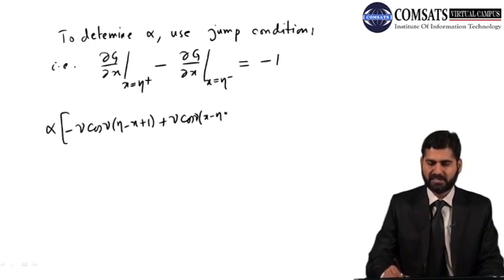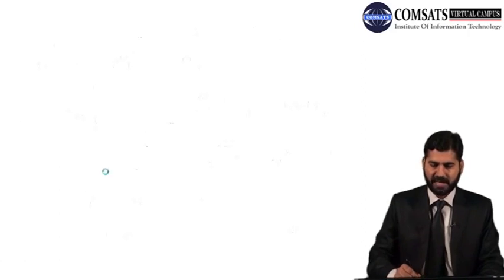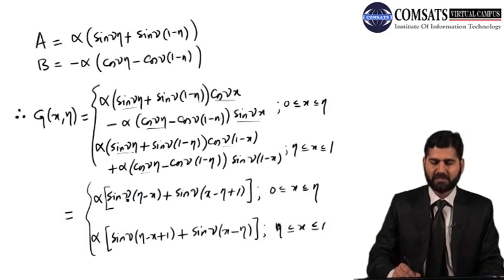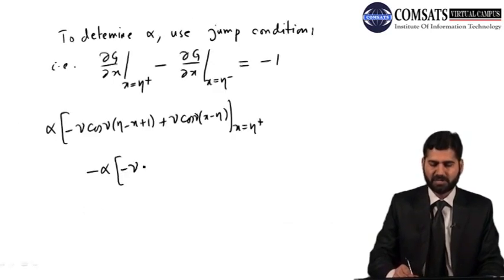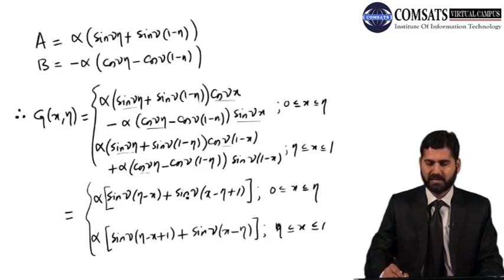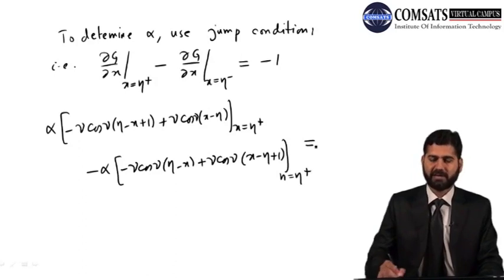X minus eta. So this is at x is equal to eta plus, and minus, again alpha is common, so keep alpha outside. Sine will become cosine with a minus 1, so minus nu cosine nu, it's eta minus x, and this will become plus nu cosine nu, this will be x minus eta plus 1. So at x is equal to eta plus, this should be equal to negative 1.